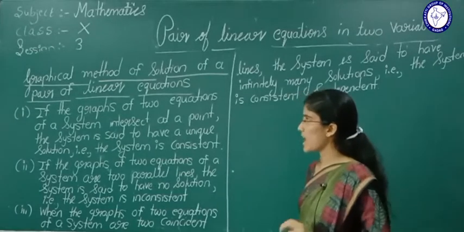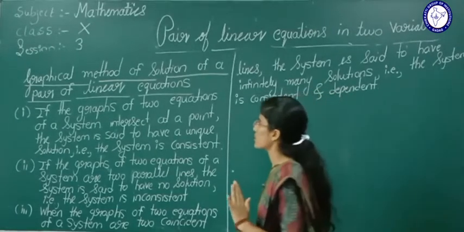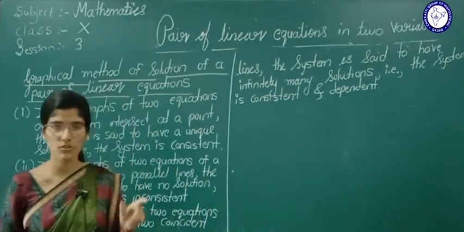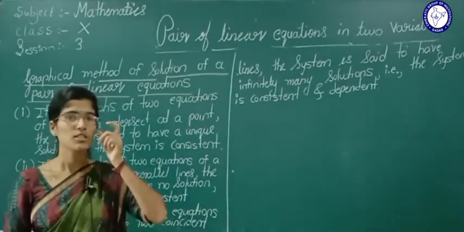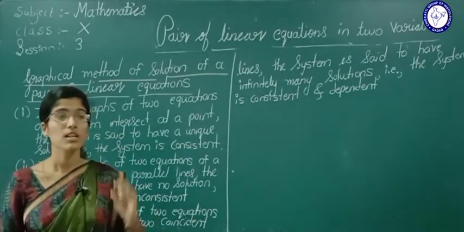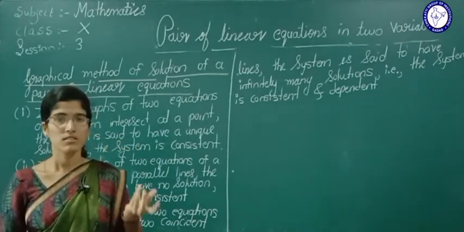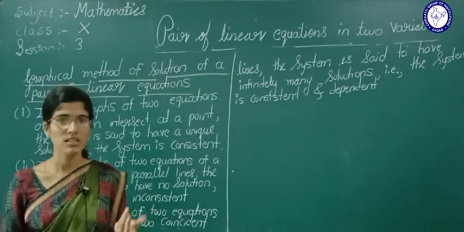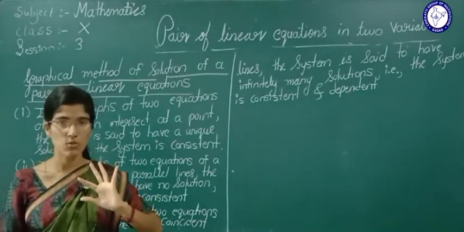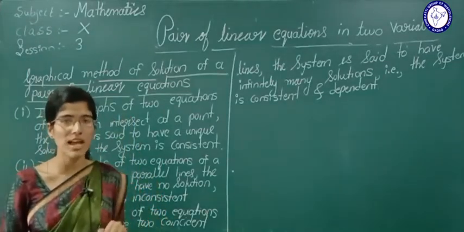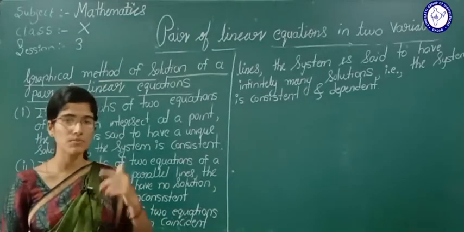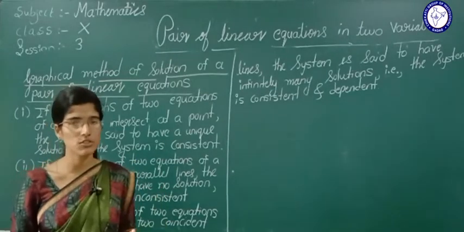What is this graphical method of solution of a pair of linear equations? You come to know what is the solution of a pair of linear equations. Again I will repeat, the solution of a pair of linear equations means you have to find the values of x and y in such a way that equation 1 and equation 2 satisfy those values. Then we say x and y are the solutions of equations 1 and 2.